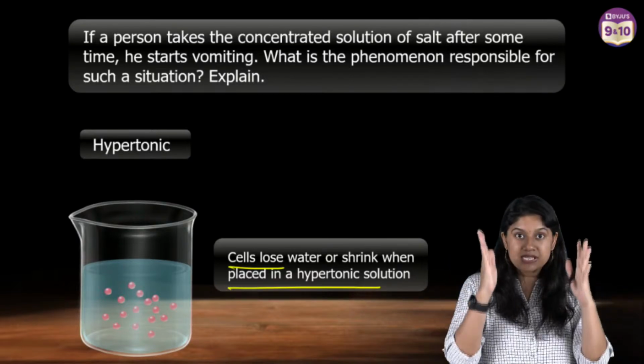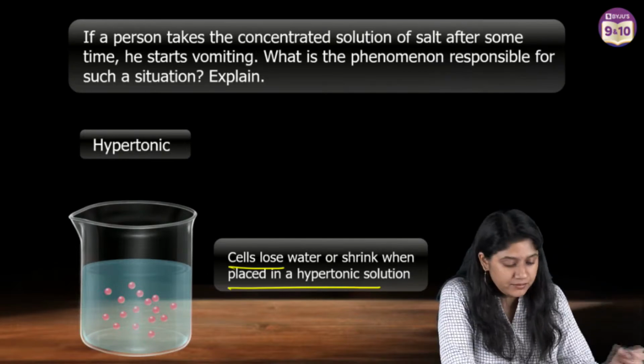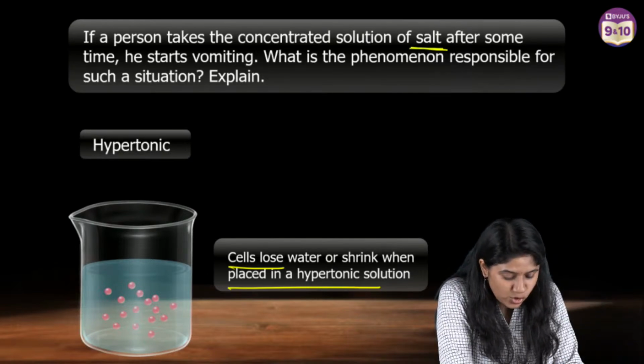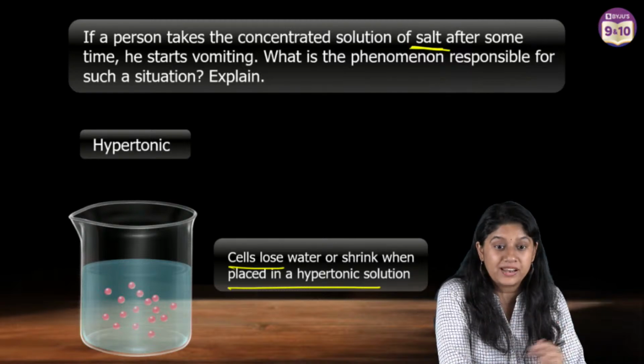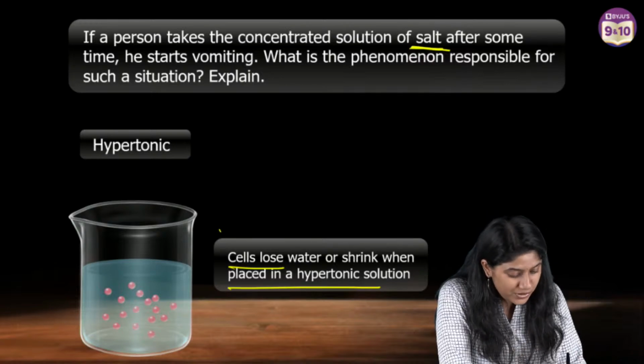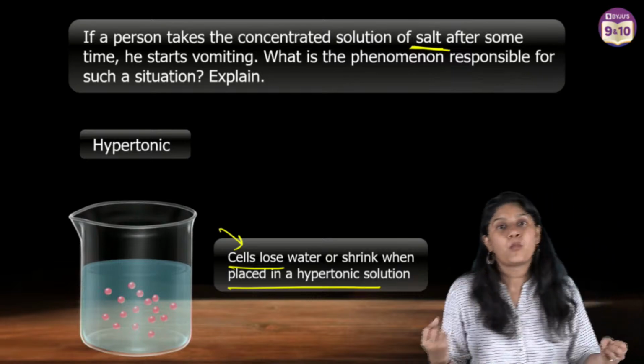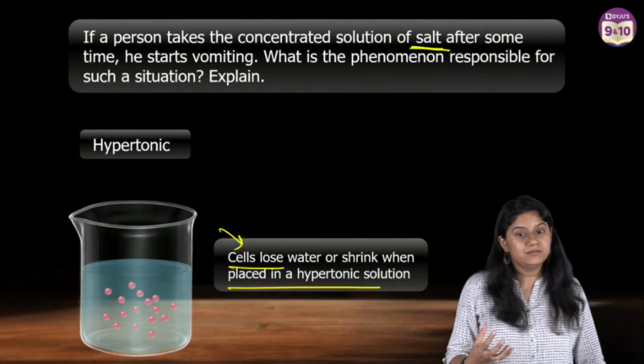So the cells that we have inside the stomach, and of course in our intestine, have salt. As the salt goes in, the reactions will happen. There's a concentration difference that we have. The cells will start losing water, and eventually the vomiting will happen. Okay?